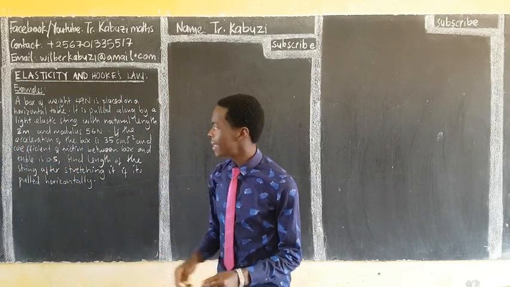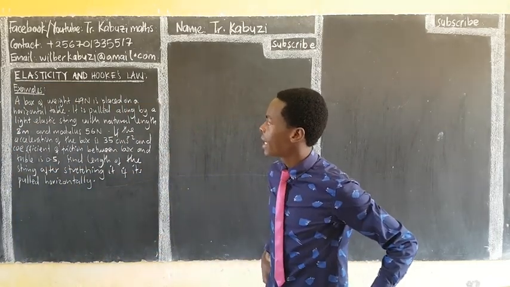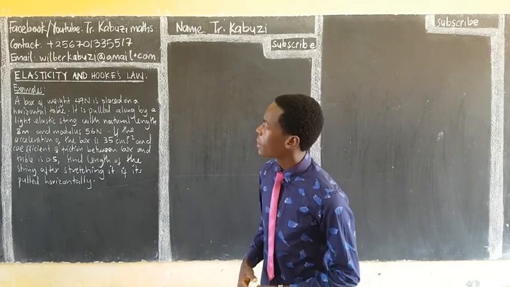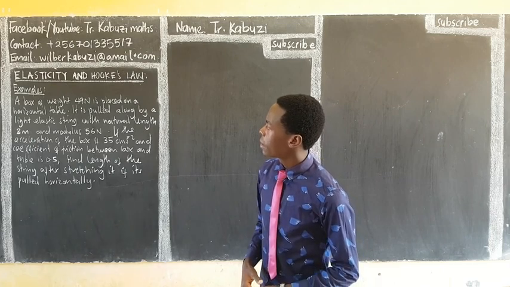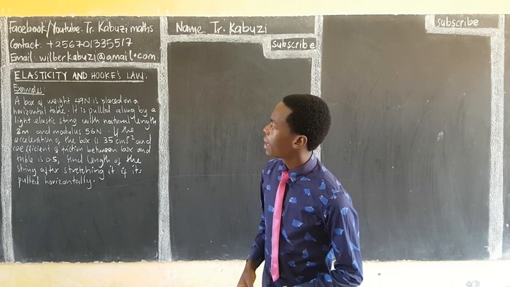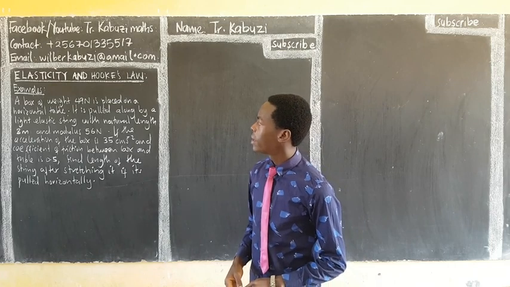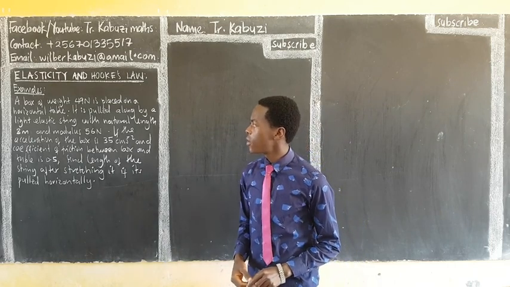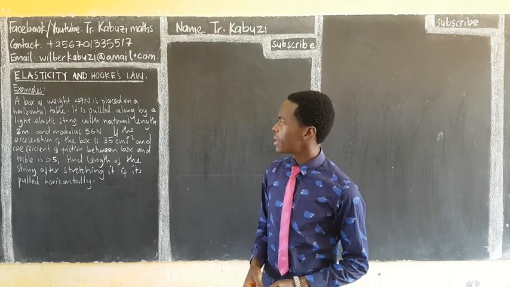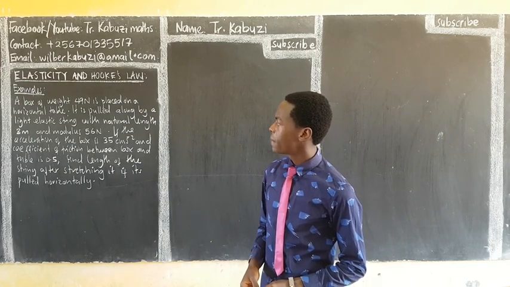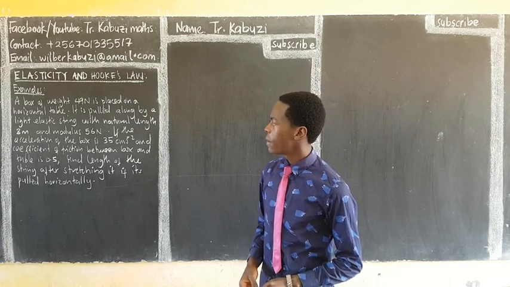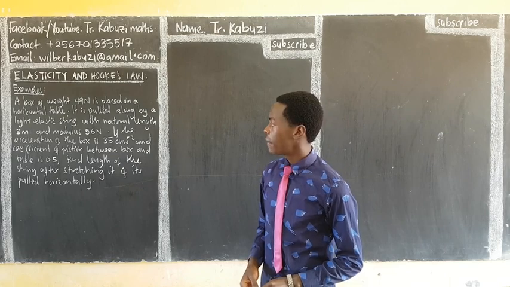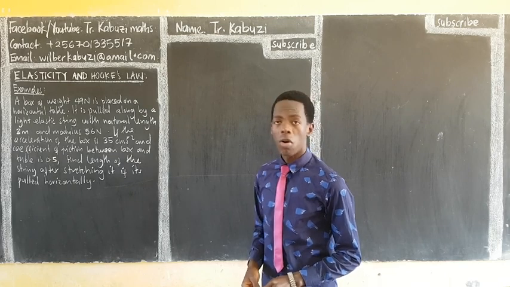Okay, let us see this other example. It says a box of weight 49 newtons is pressed on a horizontal table. Full stop. It's pulled along by a light elastic string with natural length 8 meters and modulus 56 newtons. If the acceleration of the box is 35 centimeters per second squared and the coefficient of friction between the box and the table is 0.5, find the length of the string after stretching it if it's pulled horizontally.